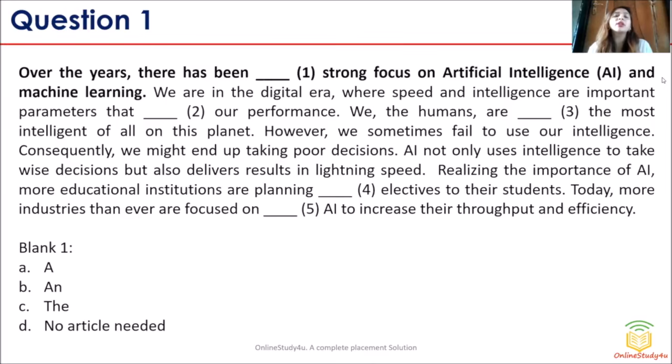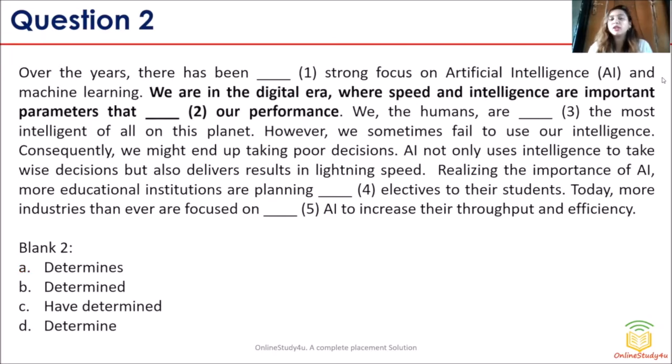So in the first place, what we need to understand is whether or not to insert an article. If we need to insert an article, is it going to be a, an, or the? Which one? So over the years, there has been strong focus on artificial intelligence. Definitely, there needs to be positioning of an article. Now, the is a very definite article, so we will not be using a definite article here. We need something that is not definite. However, an always comes with a vowel. So the only thing that we are left with is a. Over the years, there has been a strong focus on artificial intelligence and machine learning.